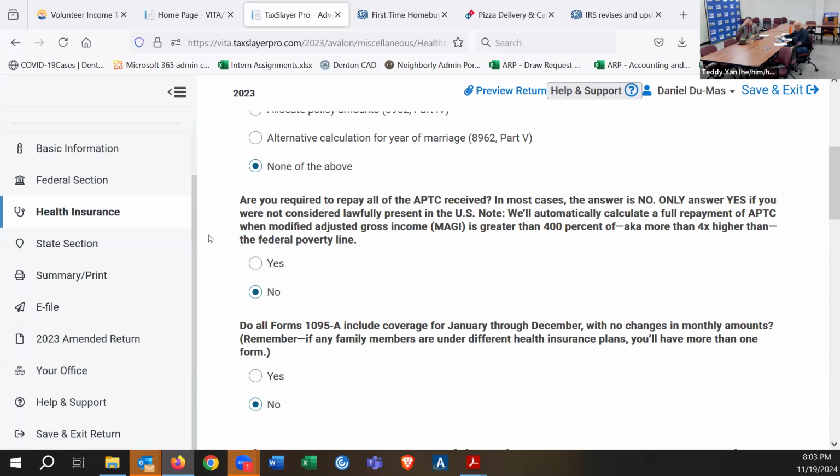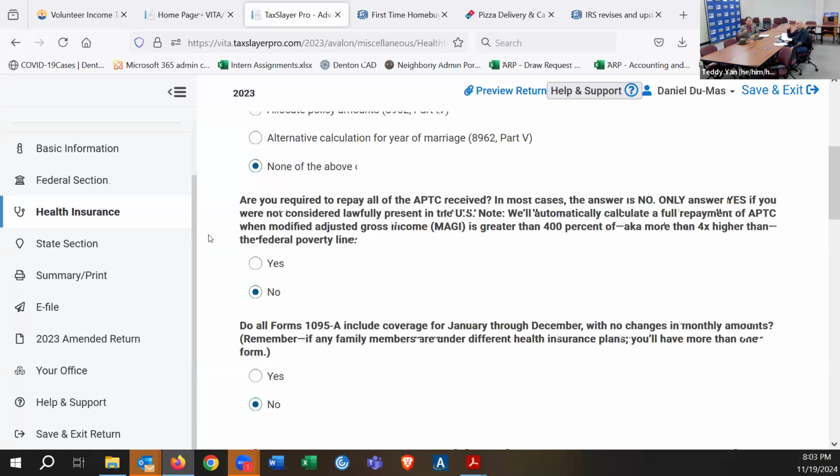So what does all this mean? First off, if you are not here with the permission of the federal government, then you were not supposed to get the Affordable Care Act plan. That should not have happened. I've never seen it happen, but in theory, if that happens, all advanced premium tax credit must be repaid.